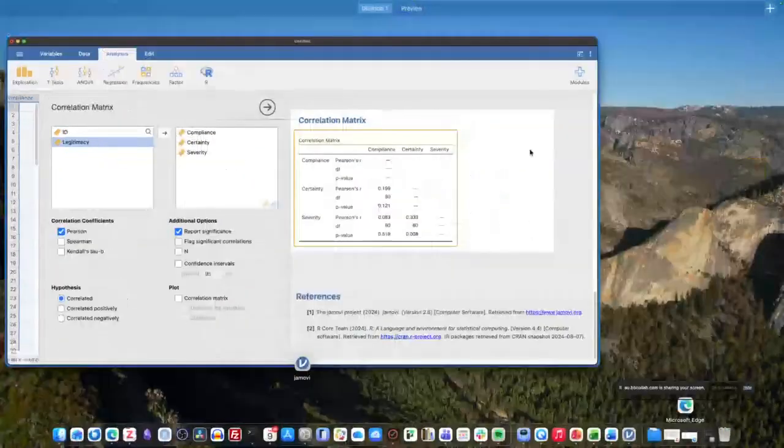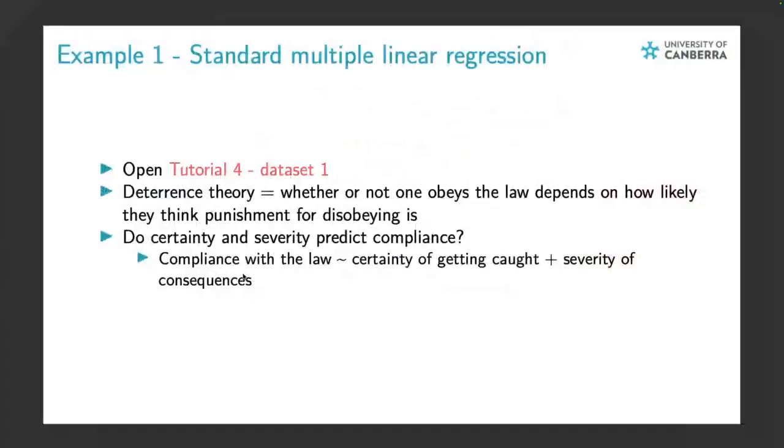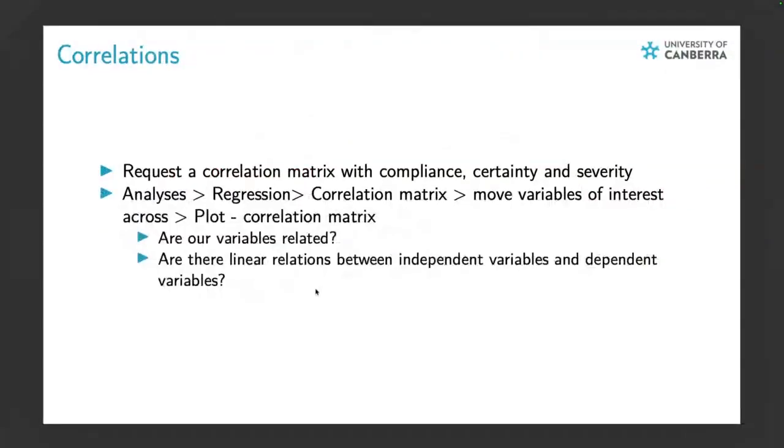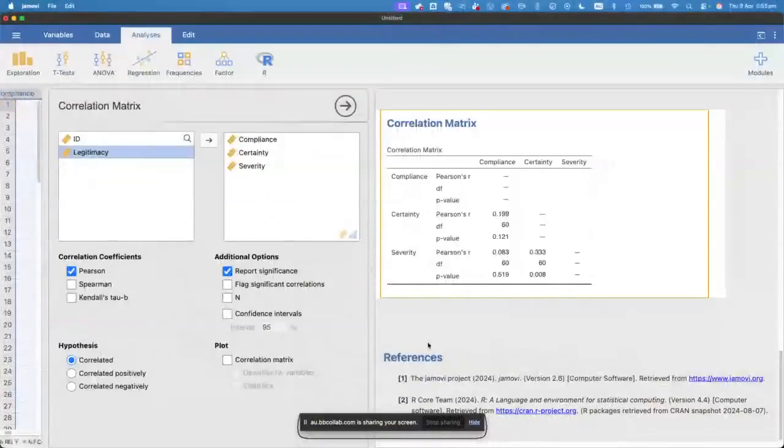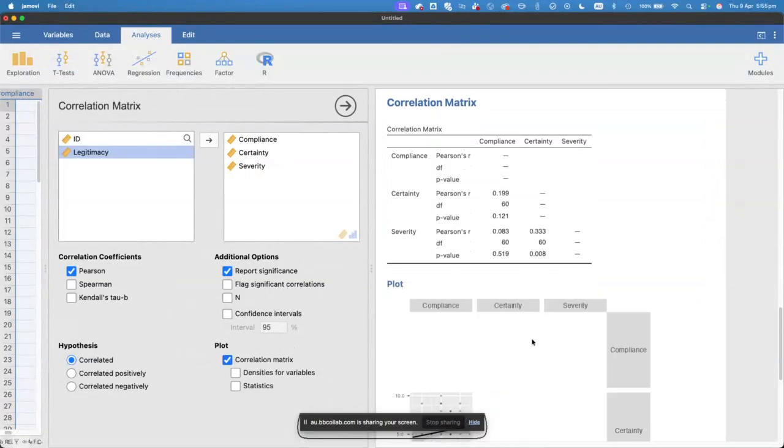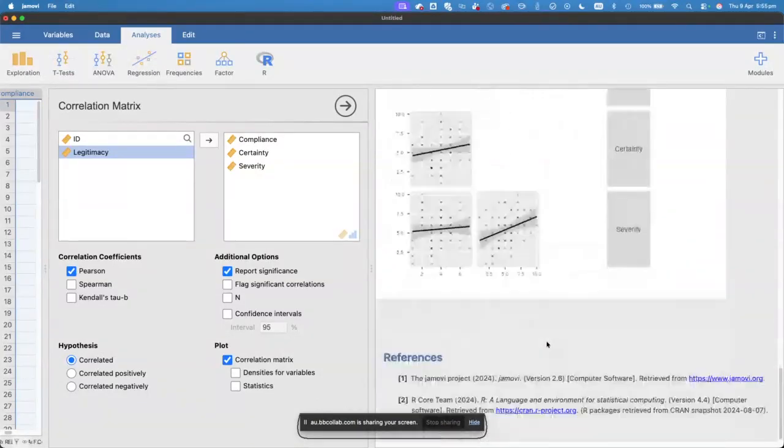The next question is, are there linear relations between independent variables and dependent variables? Does anyone remember from the lecture how we assess this? Whether there are linear relations between these variables? The plot, yes, spot on, Luella. We do a plot. So tick correlation matrix plot. And we have our plot, remembering that it'll always fit a straight line. So we're not looking at whether the line is straight.